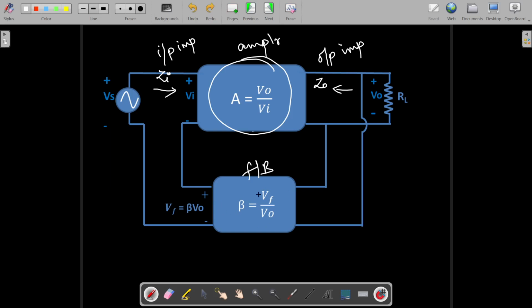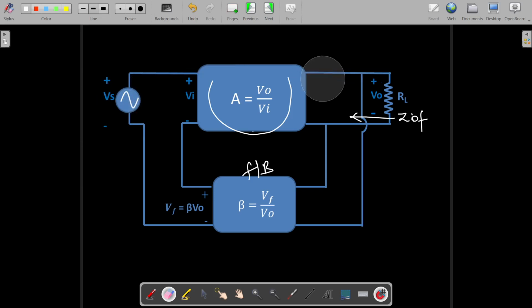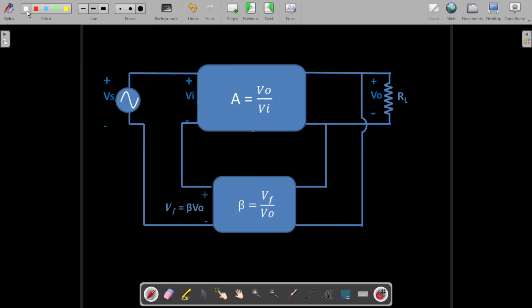So after connecting this feedback network, when you are looking into this, this would be ZIF, that is input impedance with feedback. When you are looking into this after connecting this feedback network, then it becomes Z0F, output impedance with feedback. Similarly, you will have changes in the amplification factor, the gain. That is taken as AVF. Voltage gain, initially it is taken as AV. With feedback, it is taken as AVF. Okay. So these modifications we have. When you look into this, how actually these impedances get affected as well as how this gain is getting affected.